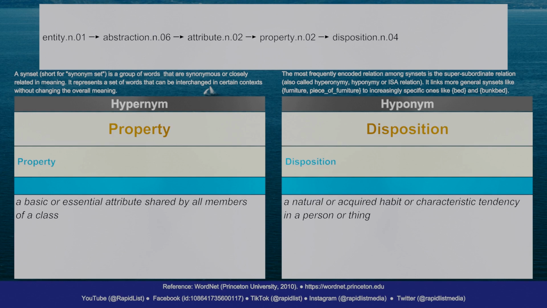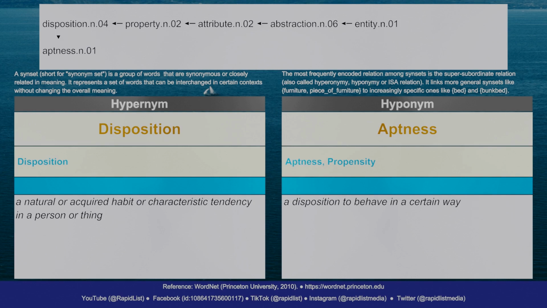A swelling with a disposition to rupture. Aptness. A disposition to behave in a certain way. The propensity of disease to spread. Mordacity. A disposition to biting.